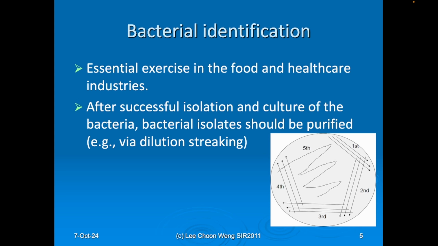And within different industries, the types of bacteria they are looking for are all very standard. Nothing surprising. That's why you keep seeing the same bacteria again and again. So if you're in the clinical line, if you're in the hospitals, you keep seeing the same bacteria emerging again and again. So to identify bacteria, first you have to isolate, right? First you have to isolate. So this is an essential exercise in food and healthcare.